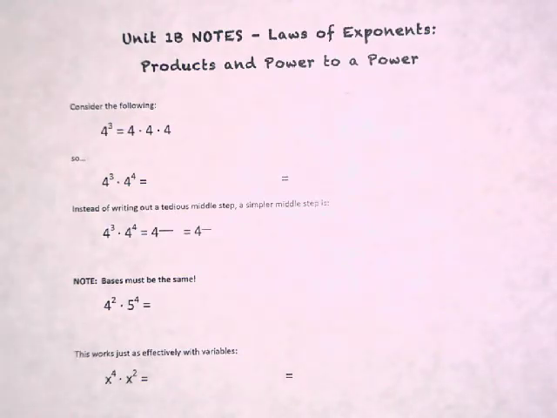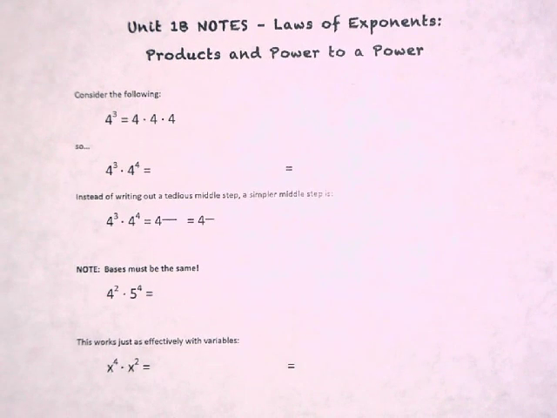Today is really two exponent laws: the law of exponent products, and then what we're going to call power to power. First, just defining what an exponent is. So 4 to the third should be out there.